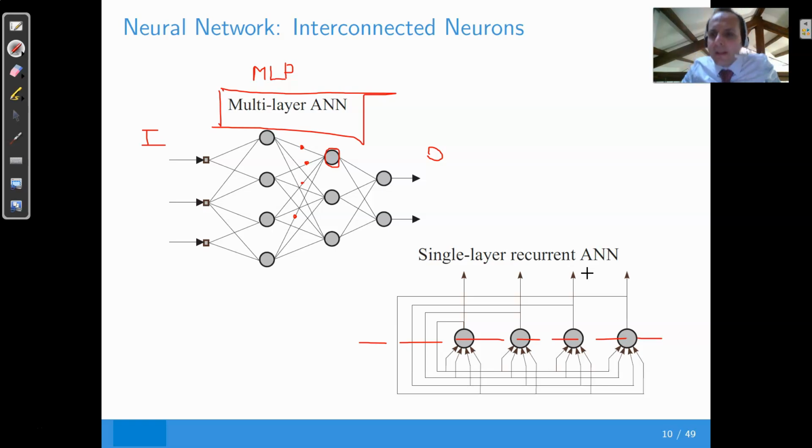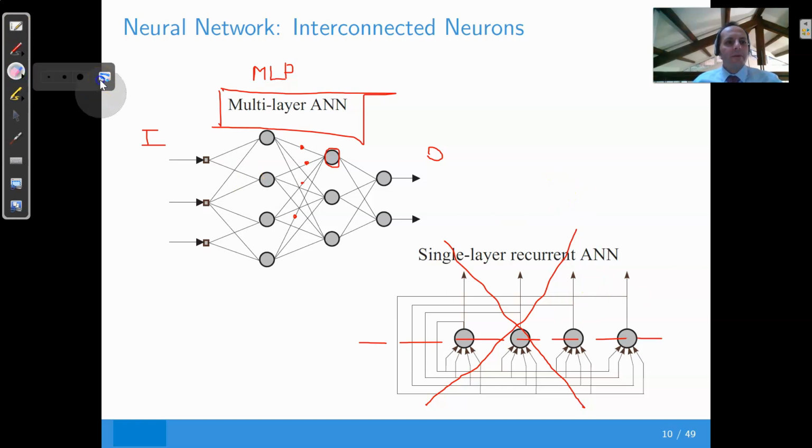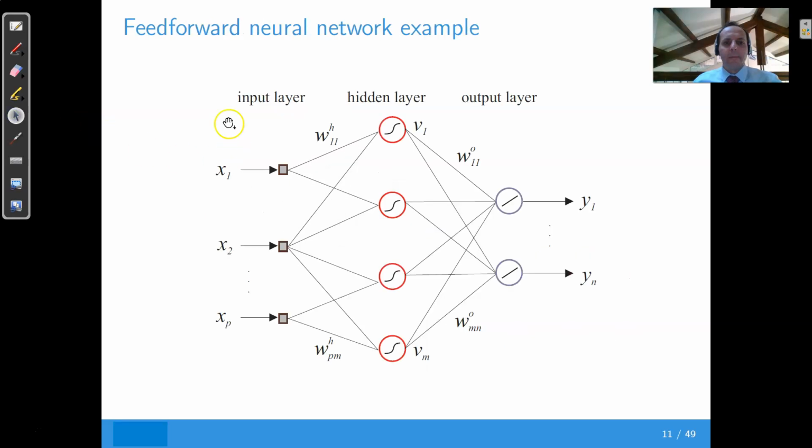So this is a particular structure of neural networks. We are not considering them for our practical purpose, because it's easier to train a multi-layer perceptron neural network rather than a single layer recurrent one. So we are not including them in our considerations. And a few more details, or an example here.